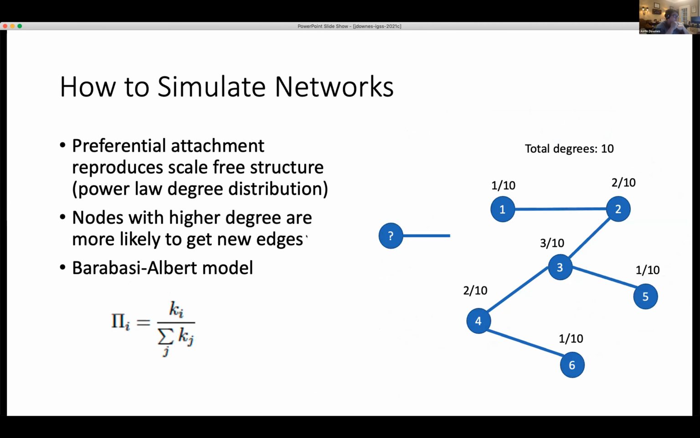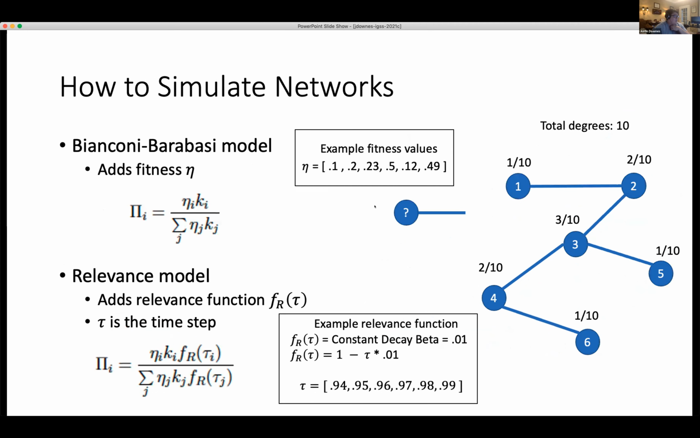A simple way to simulate these networks is preferential attachment, which I'm sure everyone's familiar with. Nodes with higher degree are more likely to get new edges. It's the Barabasi-Albert model, and we also have some modifications of it. In this study, I looked at three models: the base preferential attachment model, and the Bianconi-Barabasi model, which adds a fitness value. This fitness value is like a weight of how likely a node is to attract a new edge given a new node added to the network.